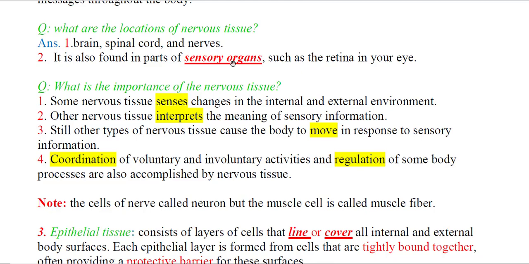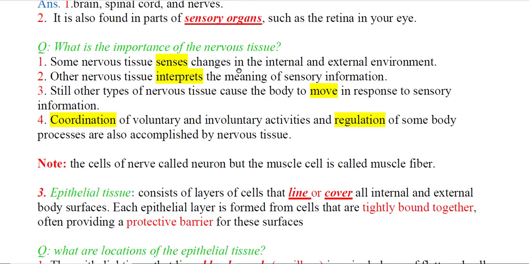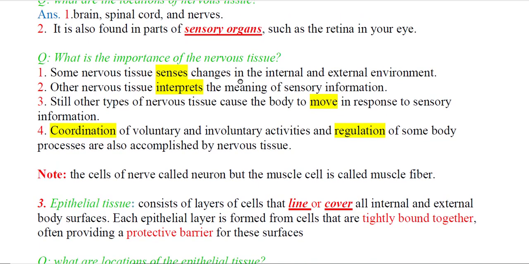The nervous tissue in the eye is called retina. The nervous tissue in the ear is called organ of Corti, in the nose olfactory cells or olfactory epithelium, and in the tongue taste buds. So every sensory organ like eye, ear, nose, tongue, our skin, all of them have a specific nervous tissue with the ability to detect change, meaning convert stimuli to electrical signal, then sent to the central nervous system like brain to interpret it. So all of the sensory organs contain nervous tissue.